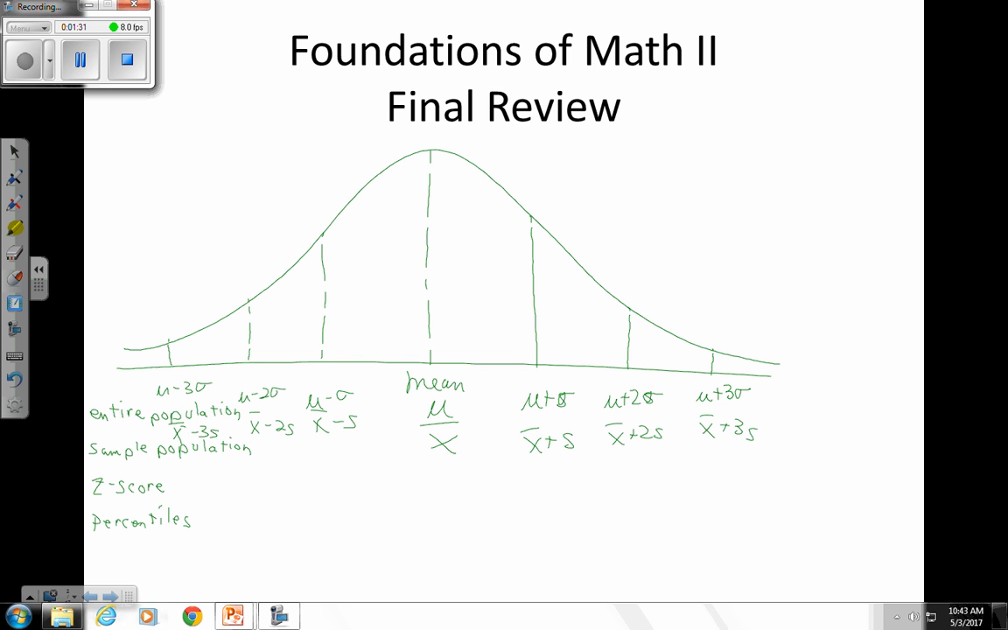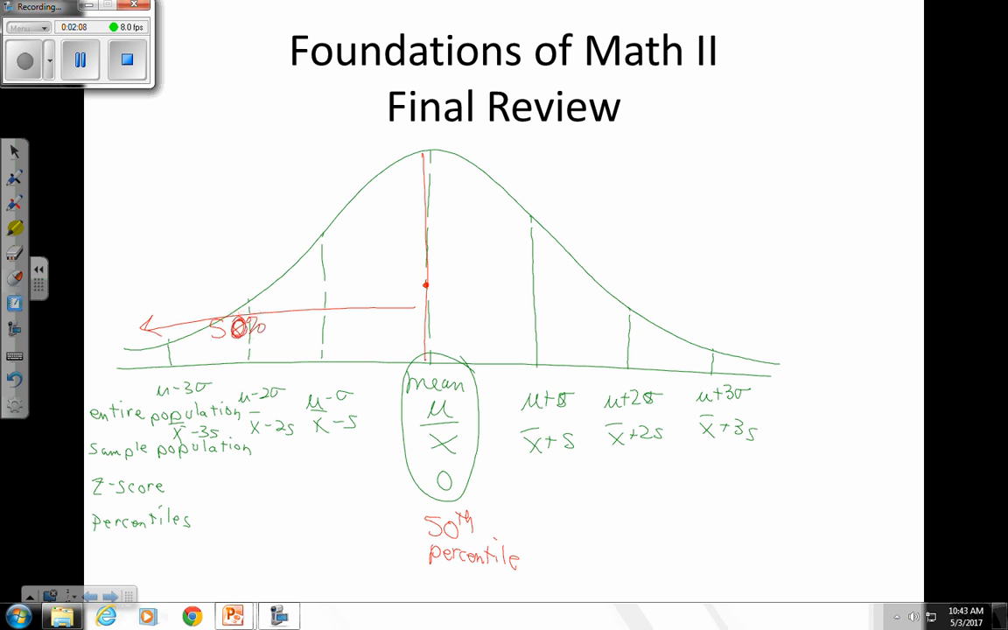Now, if we're turning our data into z-scores, the z-score of 0 falls at the mean, which means if you're at the mean, you are better than 50% of the students, which places you at the 50th percentile. That means that if you had a score that falls right here on the mean, you are better than 50% of all students.